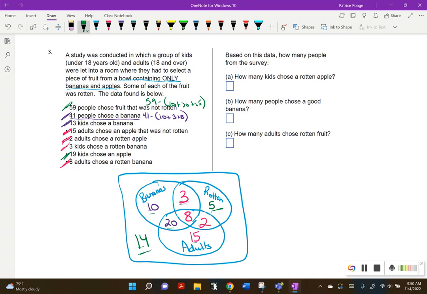Okay, so then to answer the questions, we have how many kids, so they're not adults, so they're not in this circle, it means we're down to these other 4, chose a rotten, so we're down to the 3 and the 5, apple, so they didn't choose a banana, so it's just the 5.